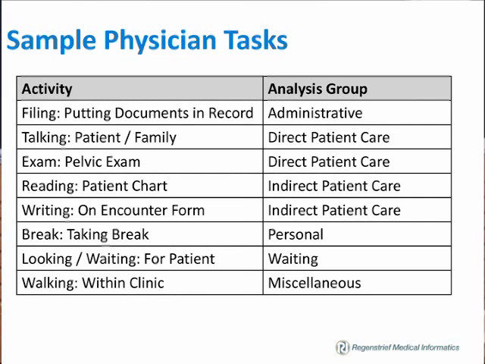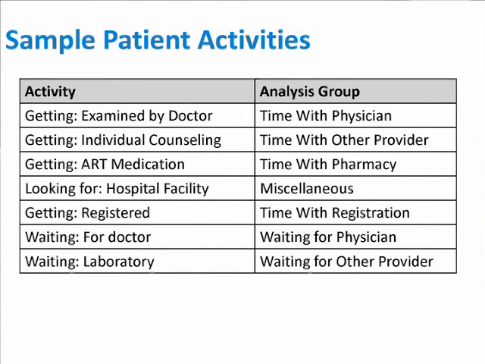So this is an example of some of the physician tasks. We have activities on the left. So let's say they're putting some documents in the record or doing some filing. That will be an administrative task. If they're talking to a patient or family, we'd say that's direct patient care, things like that. If they're reading a patient's chart, it's indirect patient care because they're not really communicating with the patient at that point. Same with patient activities: if somebody's getting examined by a doctor, you say that's time with the physician and things like that, okay?